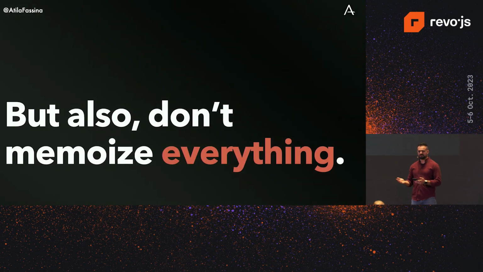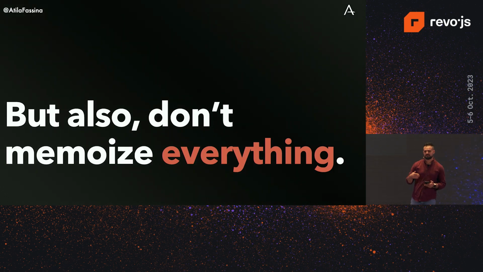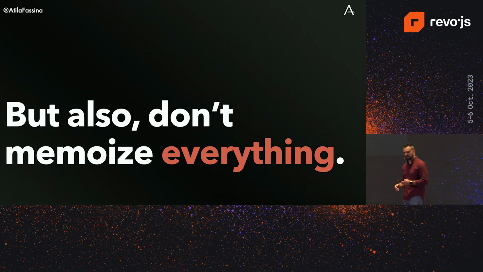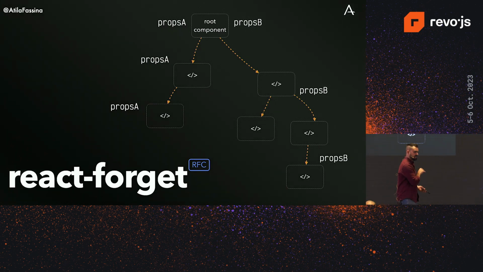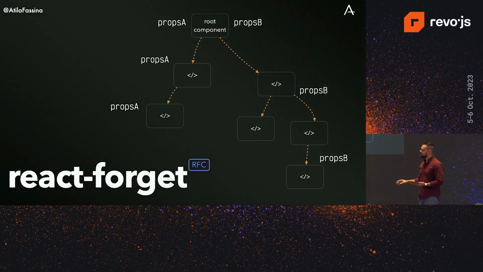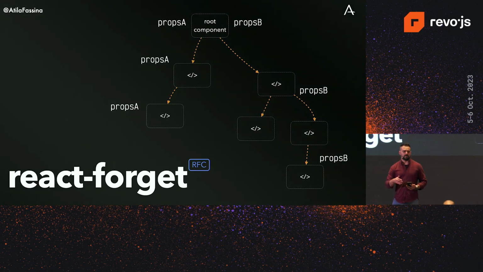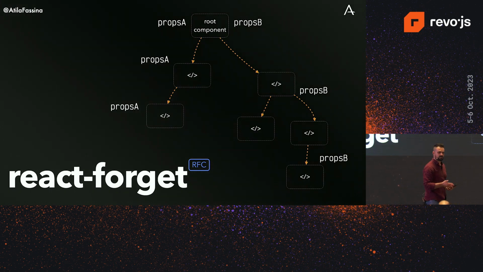But also, don't memoize everything, because premature optimization is quite bad as well, and it can get you into all sorts of troubles. But the React team is working, and this is only an RFC so far, so don't write in stone anything that I'm about to say. But essentially, my understanding so far of this RFC is that React Forget is going to be a compile time optimization that's going to auto-memoize your components for you.